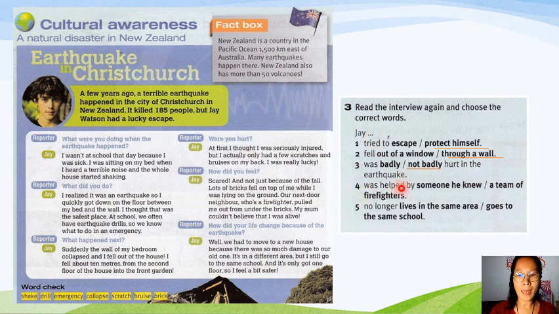Okay, Jay was helped by someone he knew, or Jay was helped by a team of firefighters. Jay was helped by someone he knew, his neighbor, who was a firefighter. Okay, Jay no longer lives in the same area or goes to the same school. Okay, so here we have to move to a new house because there was so much damage to our old one. So Jay no longer lives in the same area.